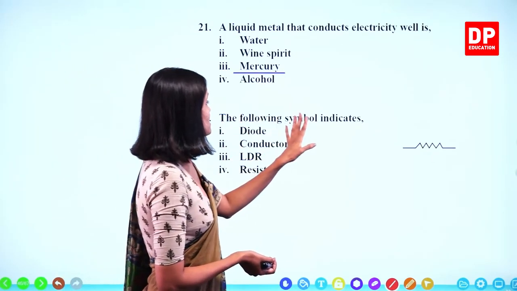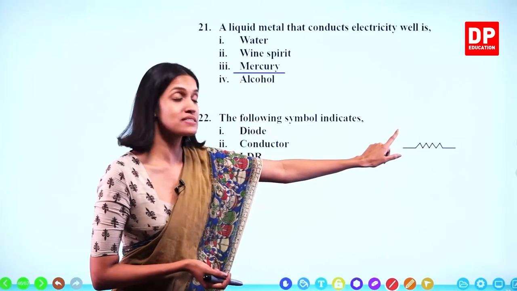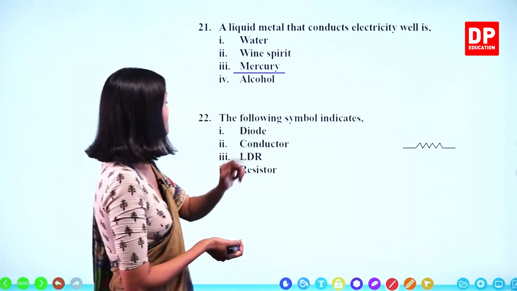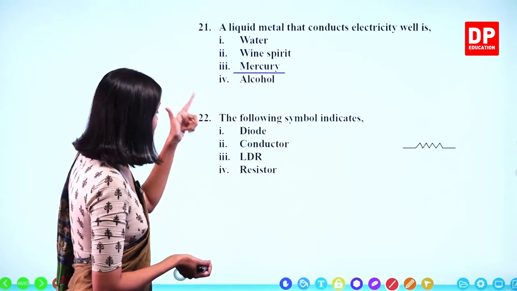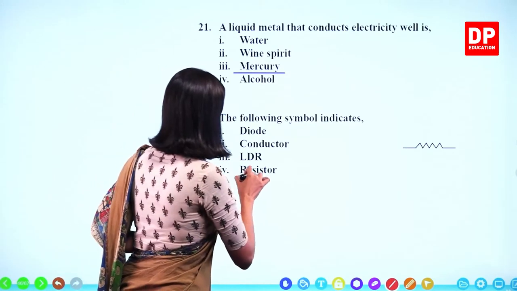22. The following symbol indicates, this symbol is used to draw. What is the circuit symbol, children? This is for resistors. Okay. Diode, conductor, LDR, resistor. Resistor is the answer.